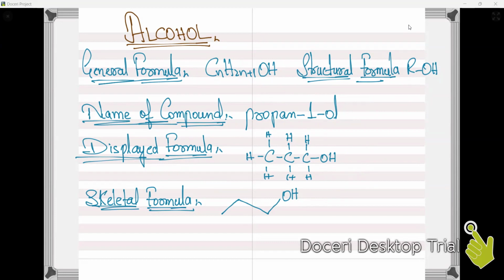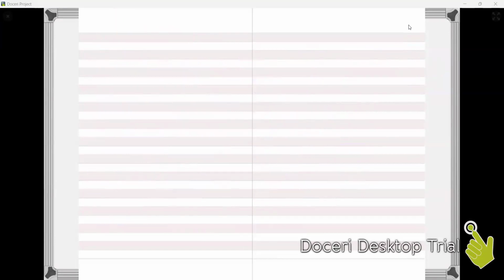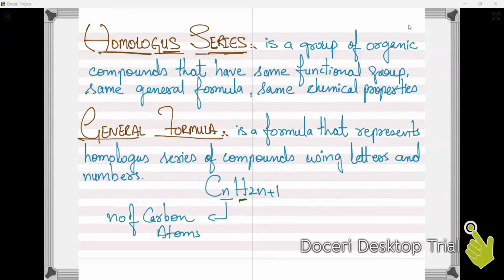If you do not learn this, then you will not be able to progress at all. Then you have another homologous series, which is aldehyde. The difference is in the formula and in the functional group. These are the functional groups which are different from each other. Why didn't I talk about alkane? Because alkane is the first one, with the general formula CnH2n+1, and alkane has no functional group.